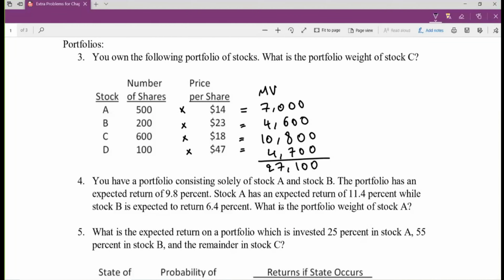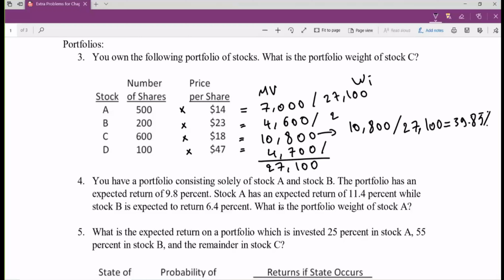To determine the weight invested in stock C, so for C this is 10,800 divided by the value of my portfolio, 27,100, and the answer is 39.85%. So this is how we can determine the weight of an individual stock in a given portfolio. Of course, if I want to compute the values for A, B, and D, I have here to divide 7,000, 4,600, 4,700 by 27,100, which is the total value of my holdings or the market value of my portfolio.